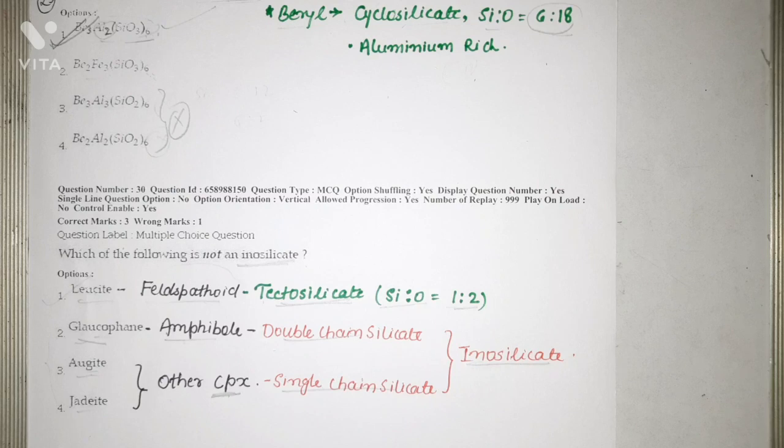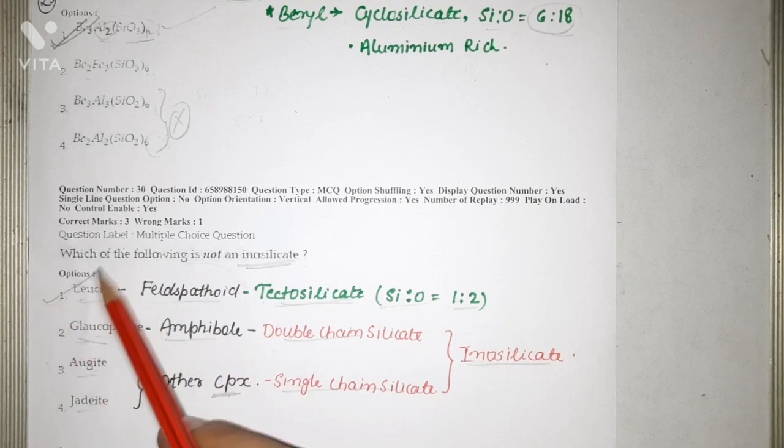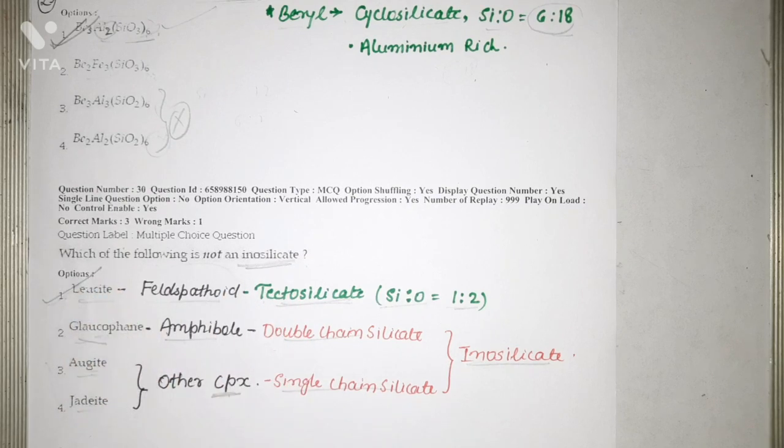So clearly glaucophane, augite, and jadeite have inosilicate structure, while leucite has tectosilicate structure. And the question is asking which of the following is not an inosilicate. So the correct answer is leucite, because leucite is a tectosilicate.